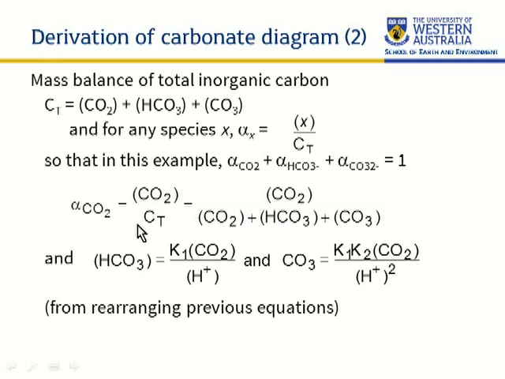And we can also define a mass balance of total inorganic carbon or total carbonate, which would be CO2 plus HCO3 plus CO3. Often we shorthand these, so you can see that I've omitted the ionic charges from bicarbonate and carbonate just to make things a little bit clearer to read and easier to write, obviously. Okay, so for any species X, our alpha value is X over the total concentration. So in this example, the alpha values for each of the separate species sum to 1, right?